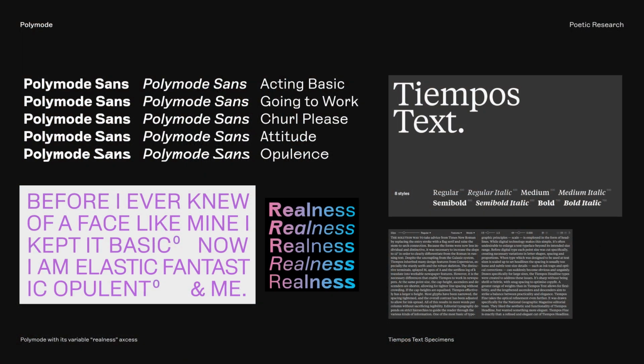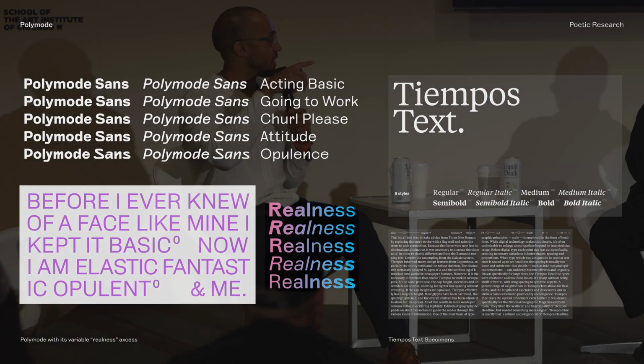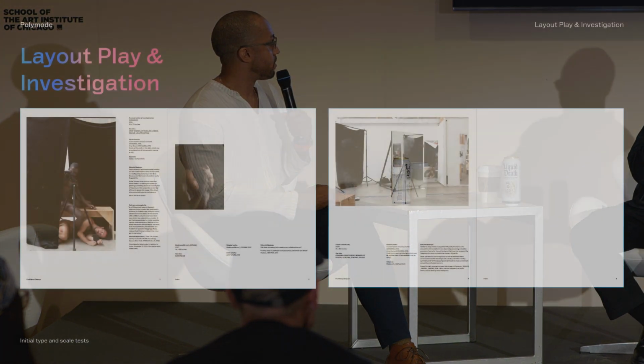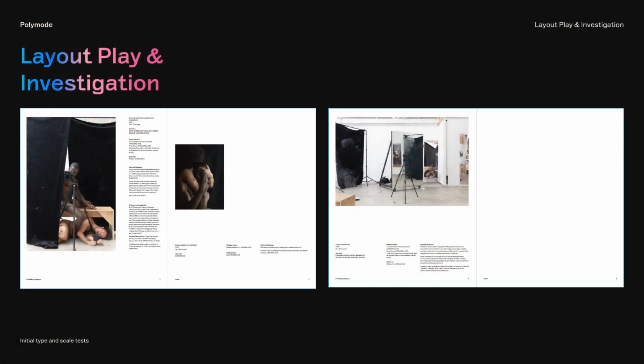So having these default typefaces, but then these contemporary revivals of them became really important. That Polymode Sans has bold, italic, but then it has a more basic version, and it also has a more opulent version of itself. So the different weights of those texts became ways to make all those references legible.